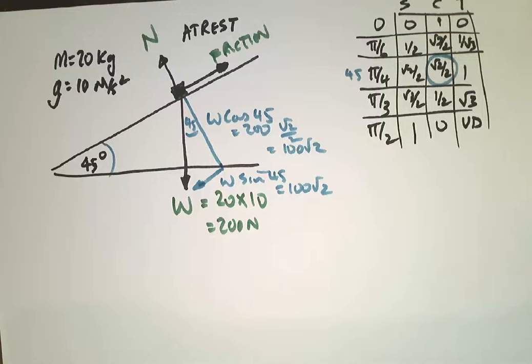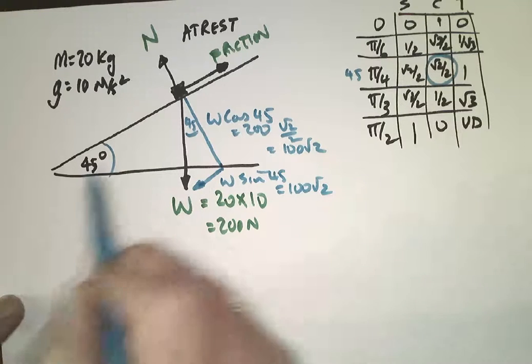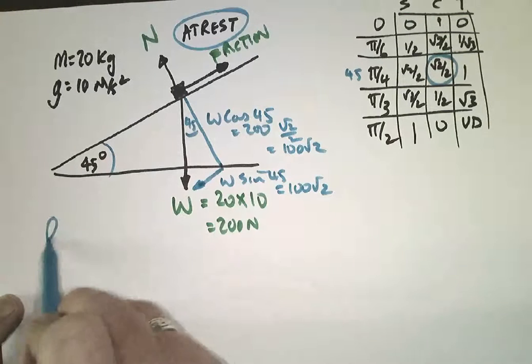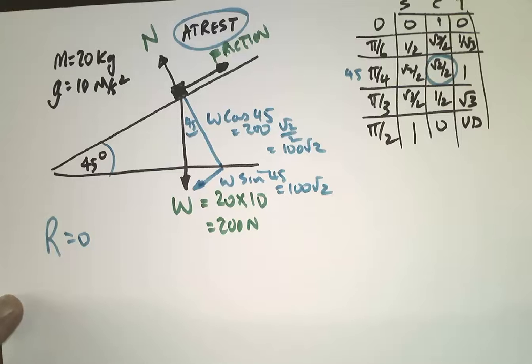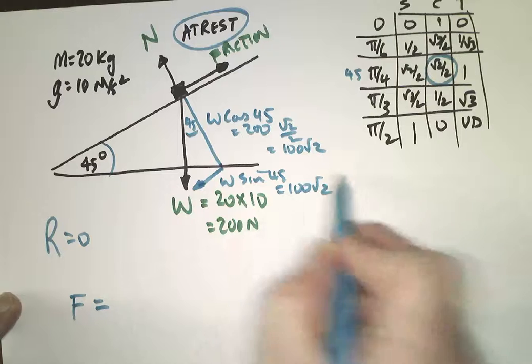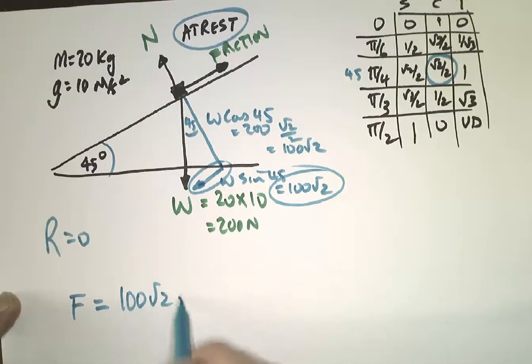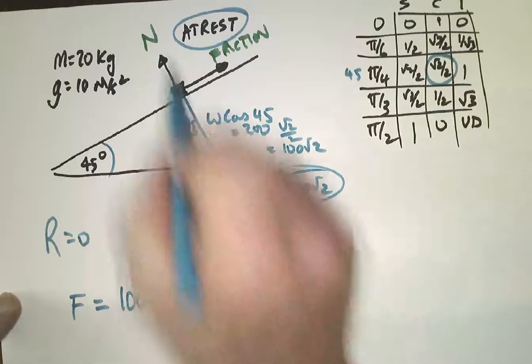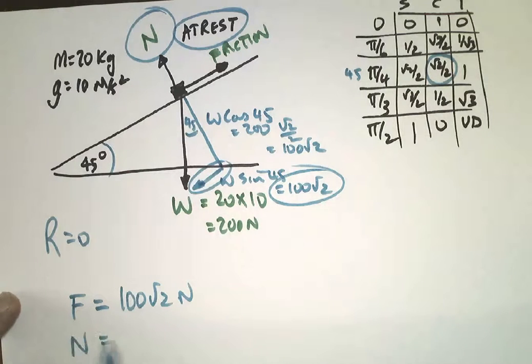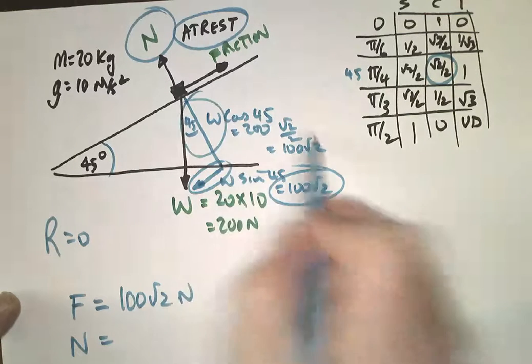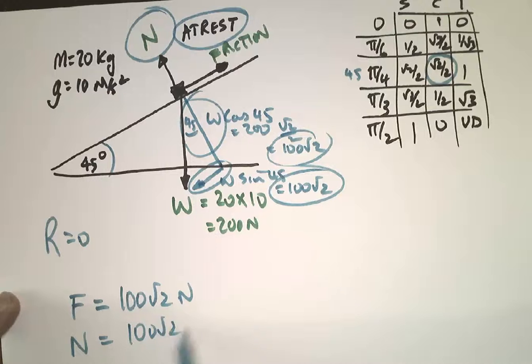So, what are all the forces that we have? It is at rest, therefore my resultant force equals 0. Therefore all forces will be balanced. The friction force has to equal this one here, 100 root 2 newtons. The normal force has to equal this one, which is also 100 root 2 newtons.